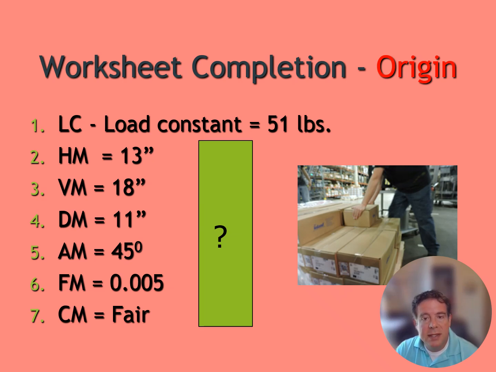Again, we start with that load constant, 51 pounds, even though this is 44 pounds, I believe. The horizontal distance is a little trickier because they have a split leg here. So you go from the second knuckle where they're gripping it to the middle between those legs. To the ground, they measured 13. From the ground to where they're grabbing it was measured at 18. The angle, they were saying they were twisted at 45, which is about halfway. For frequency, they weren't doing this very many times a day, and this doesn't have handles, but they're able to grip it, so they said the coupling factor was fair.